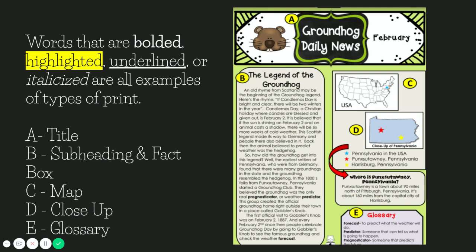C shows us a map, as well as D, which is a close-up of a map. C has a blue star, and that's where Punxsutawney, Pennsylvania is located, the site of the Groundhog Day festivities each year. Then the D section shows us a close-up of the state of Pennsylvania. Here we're seeing a map of the entire United States, but where that little blue star is, D gives us a close-up of what the state of Pennsylvania actually looks like.